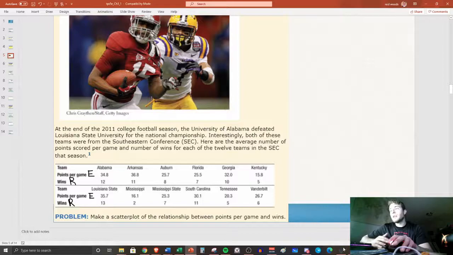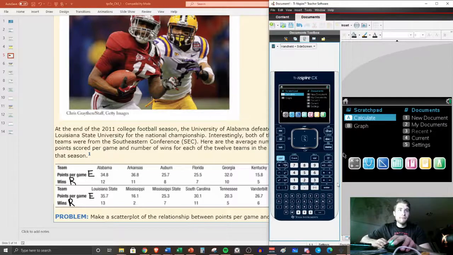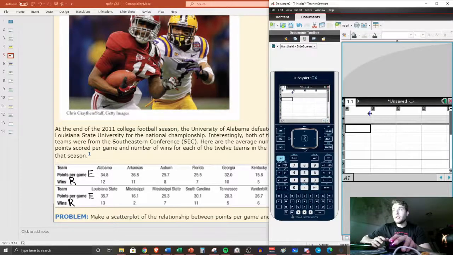Okay, now it's time to create a scatter plot with this data. So what you're going to do is turn on your calculator. You're going to create a new document, don't save, and you want to do a list and spreadsheet. So this is all very familiar to us. We can do a couple things here. I like to put X and Y for this, just so that I remember which one is the explanatory and which one is the response, because when we go to graph the scatter plot, we'll remember. But for now, I'm going to put PPG, points per game, and wins. We're going to do that for now, so we can practice memorizing which one goes where.